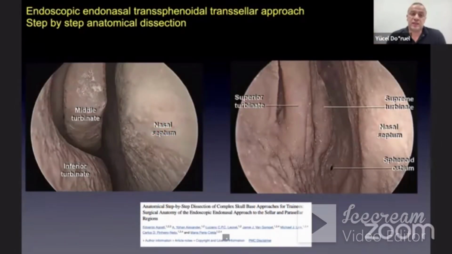When we use transsphenoidal approaches, sphenoid sinus anatomy is important for us in the endoscopic endonasal transsphenoidal approach. So when we introduce the endoscope to the nasal cavity, you can see here in a cadaver, left nostril approach, the middle and inferior turbinates, and the nasal septum. So we go superior and deeper, and we can see the superior turbinate. Sometimes, in some patients, there can be variations called the supreme turbinate.